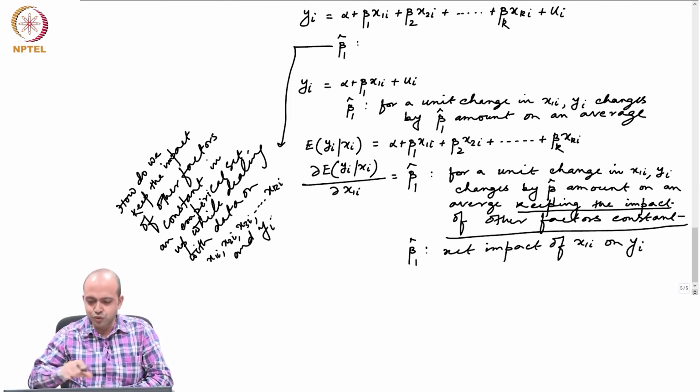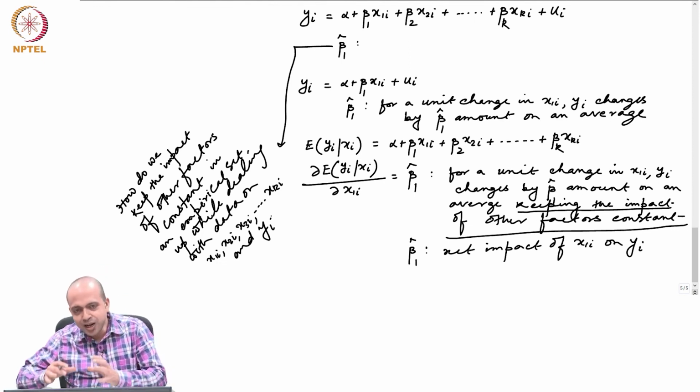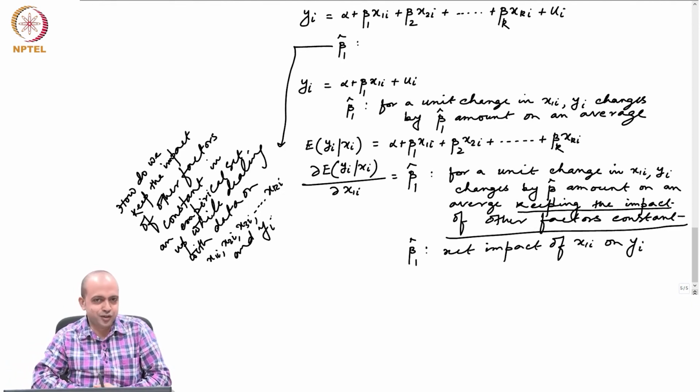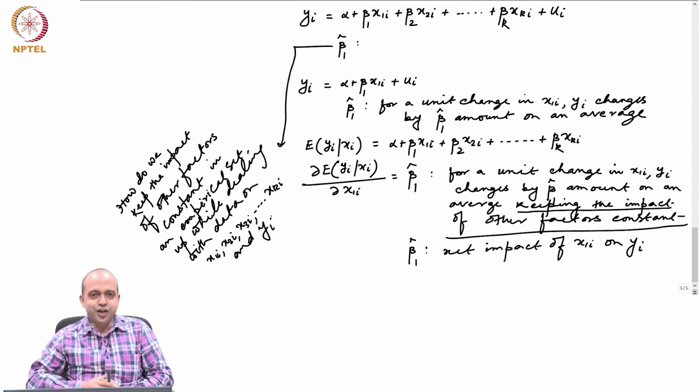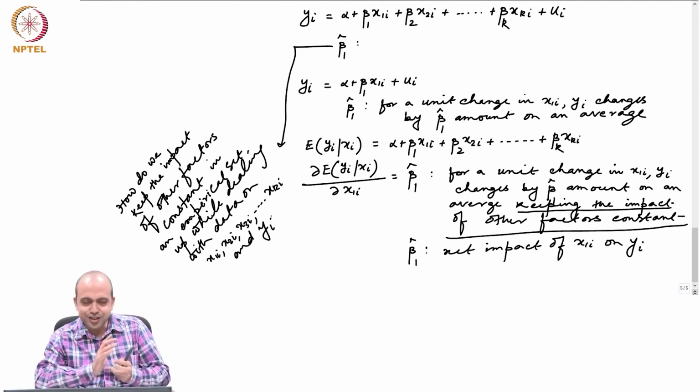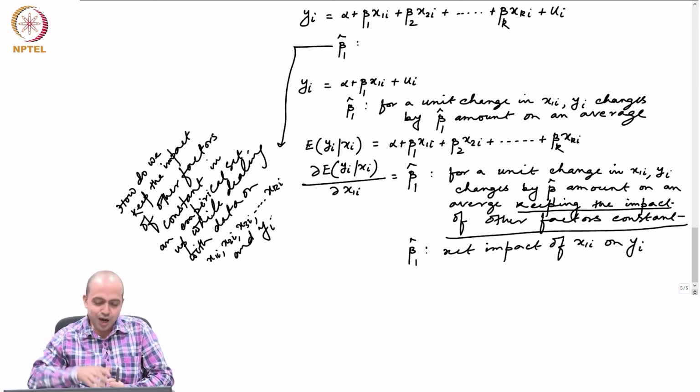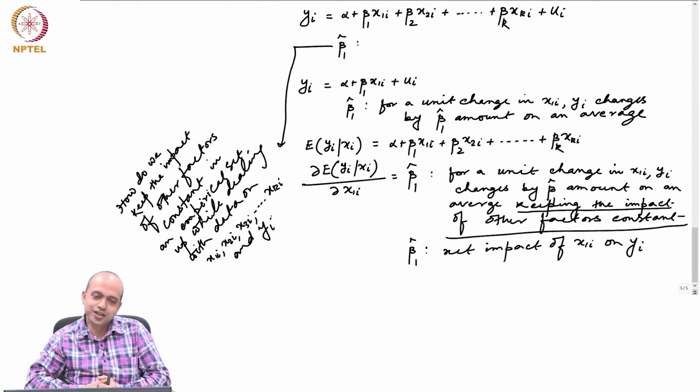So, even though the interpretation looks very simple theoretically, empirically it is very challenging, because unless you keep the impact of other factors constant, it is really difficult to get the net impact. In our next class, with a data set, we will learn how to actually keep the impact of other factors constant empirically. That is going to be very, very interesting, but we will discuss that in our next class. Thank you.